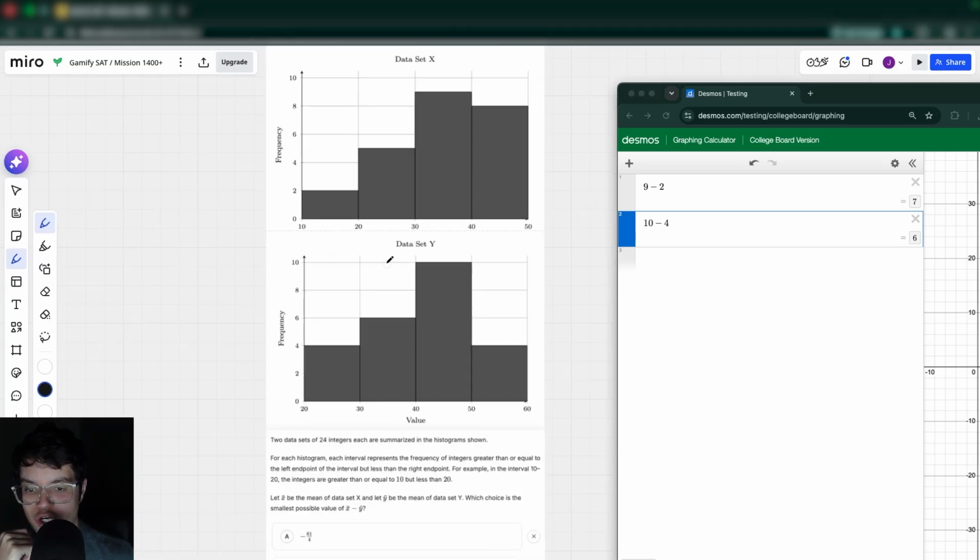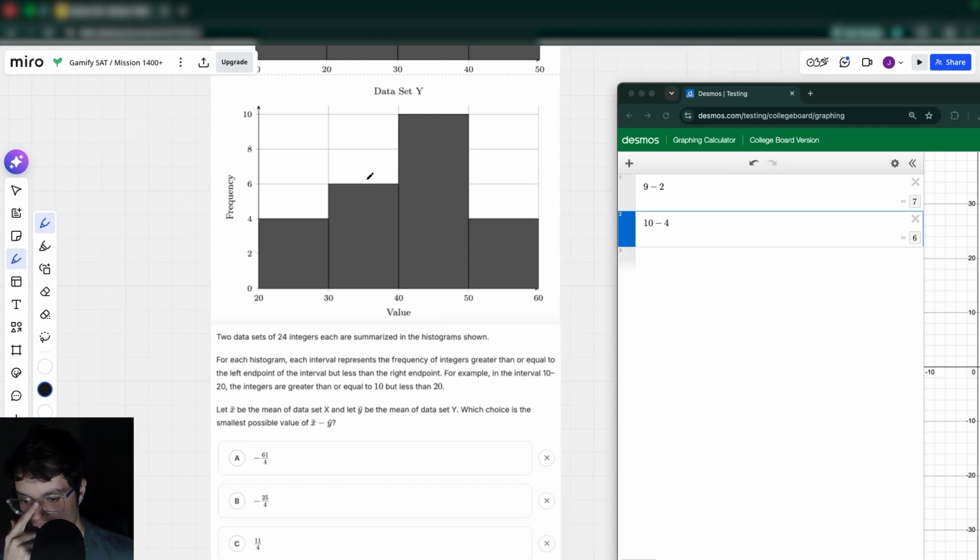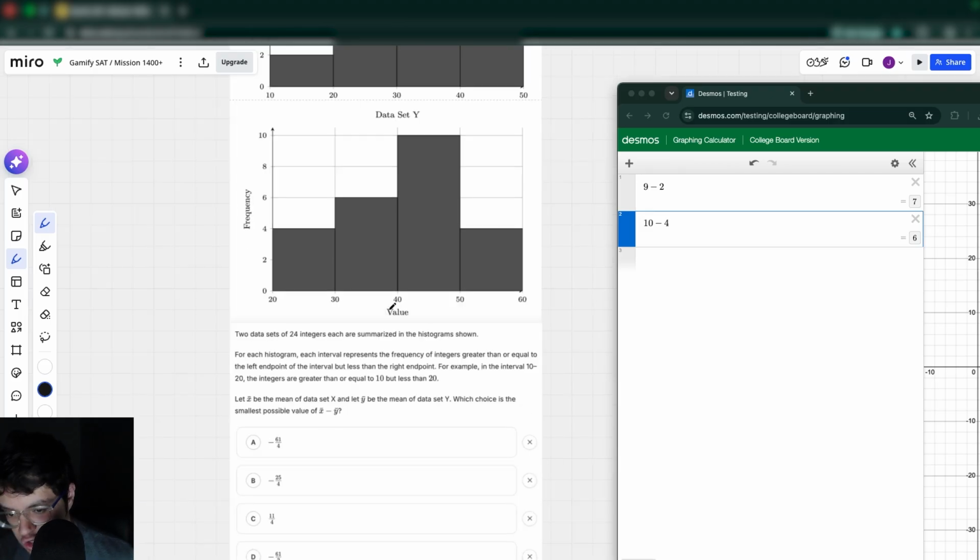One more example here, we have histograms now. How are we going to solve a histogram problem? So it says there are two sets of data of 24 integers each. And it says for each histogram, each interval represents the frequency greater than or equal to the left endpoint. Okay, it just says what a histogram basically is. For example, it gives an example here, probably too much information in this problem, that's fine. Let x be the mean of dataset x, and let y be the mean of dataset y. Which choice is the smallest possible value of x minus y?